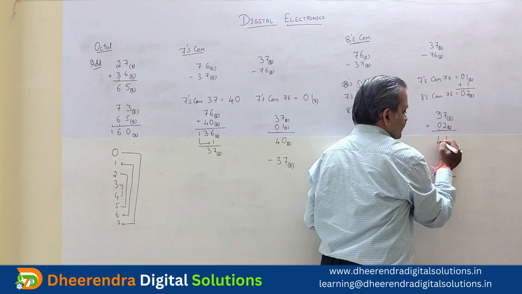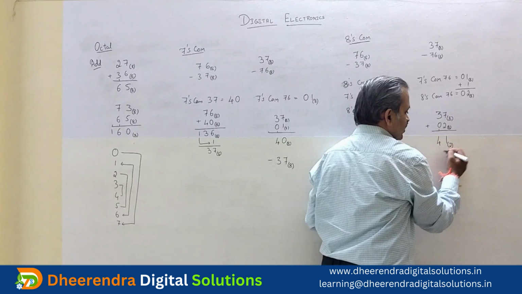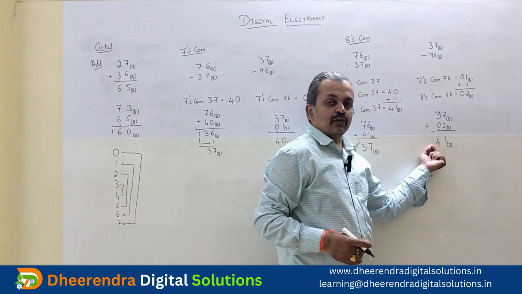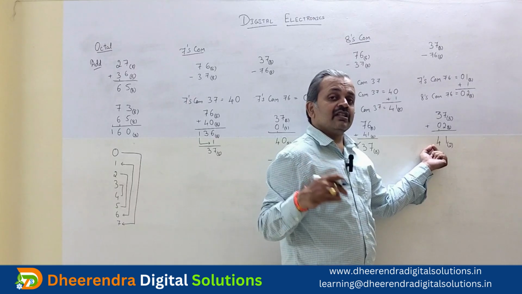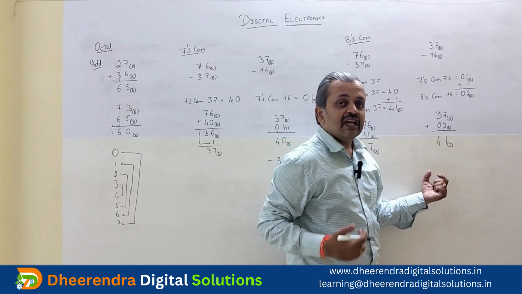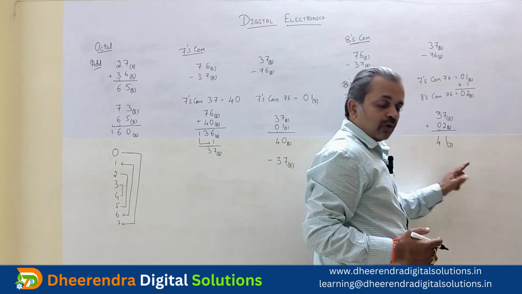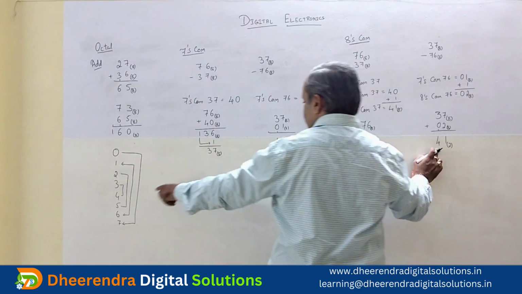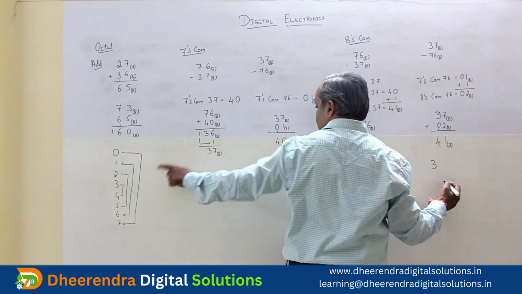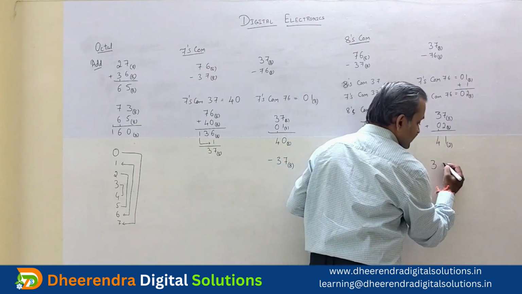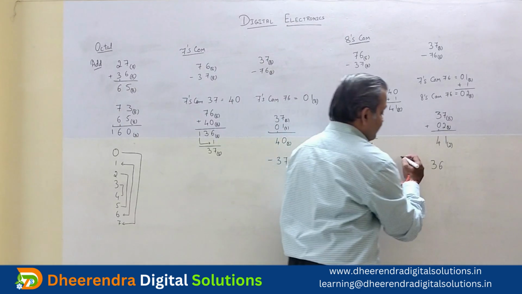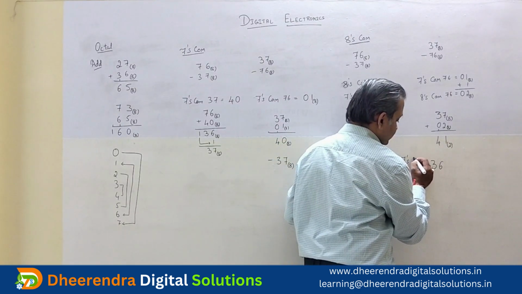3 plus 1 is 4, to the base 8. Now, what do we understand from this? The carry is 0. If the carry is 0, the result is negative. If the result is negative, we have to take the 2's complement of the result. What is the complement of 4? The complement of 4 is 3. The complement of 1 is 6. So it is 36. This is the 7's complement of the result.